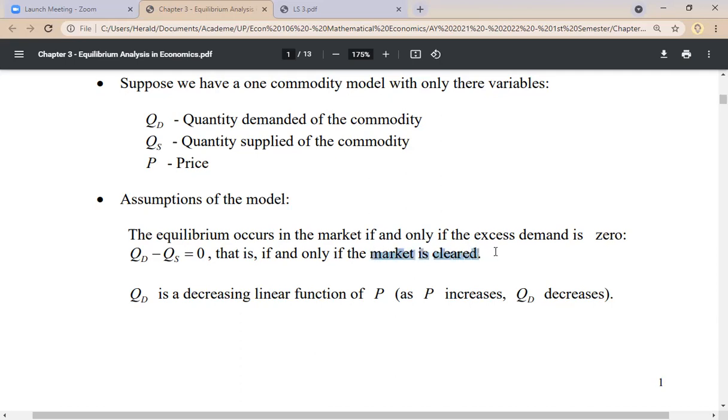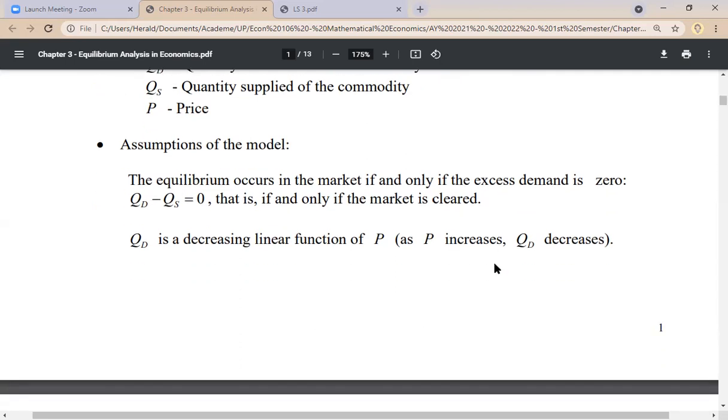Again, when we have a market, if there is market clearing, if the market, class, is cleared, there is no shortage or surplus. Okay, let's also discuss the framework that is present here.